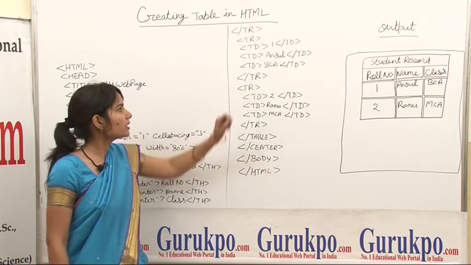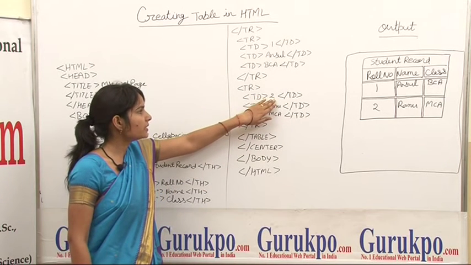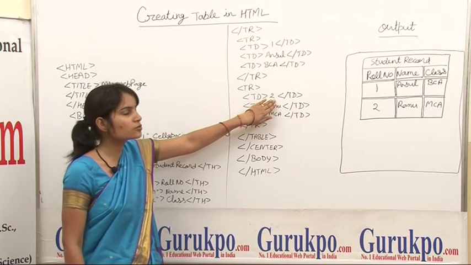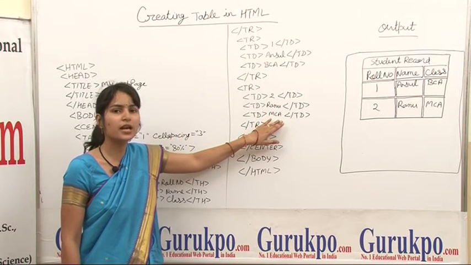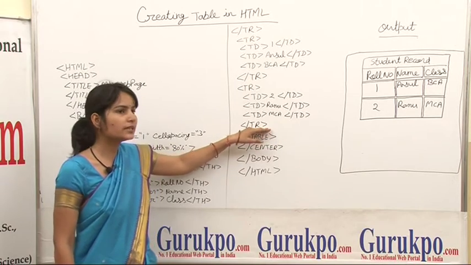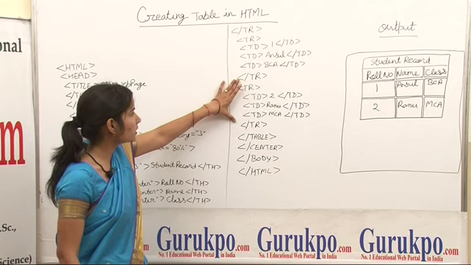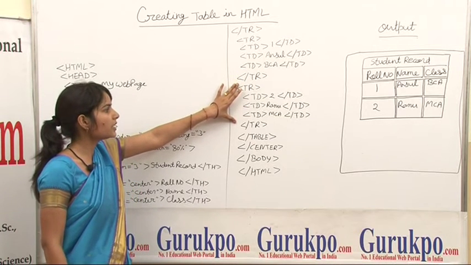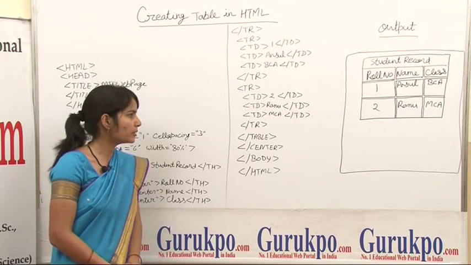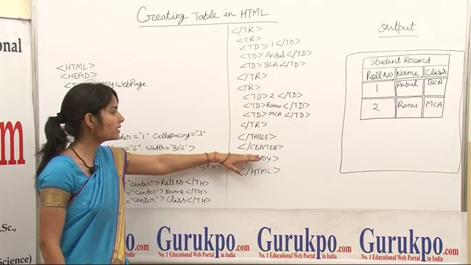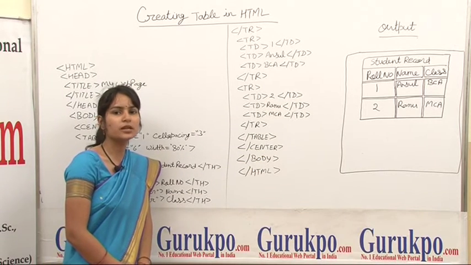The next row will start using the tr tag. Again define the table data. The first data is 2, which is used to display the roll number. The second data is the name of the student, and third is the class of the student. Now again close the tr tag. Further we will use the tr tag and td tag to display more data in the table. Now we close the table tag, close the center tag, the body tag and the HTML tag to close the HTML program.